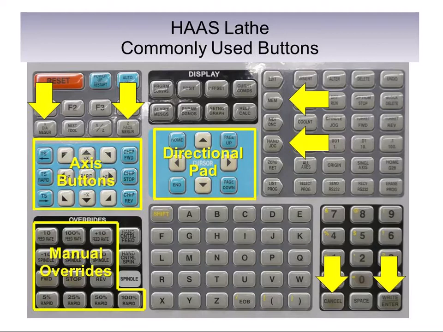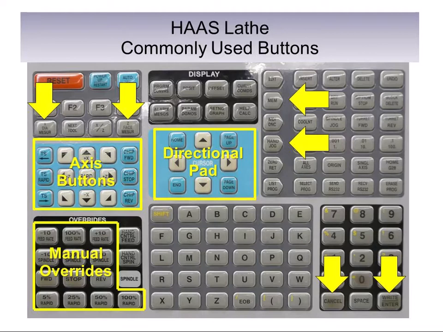And then finally down here below into these sections you have alphanumeric. So you have all of your alphabet buttons, and then all of your numeric buttons here. So 0 through 9, cancel, and then enter or write. So that's just kind of a quick overview on what the control looks like.